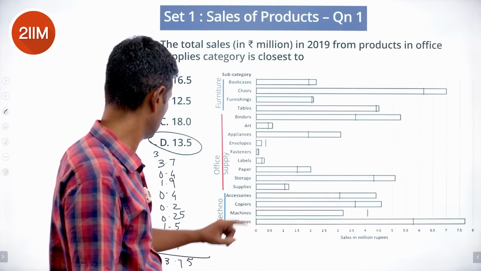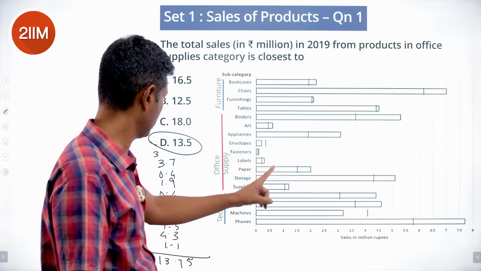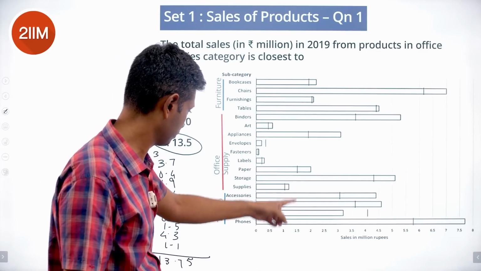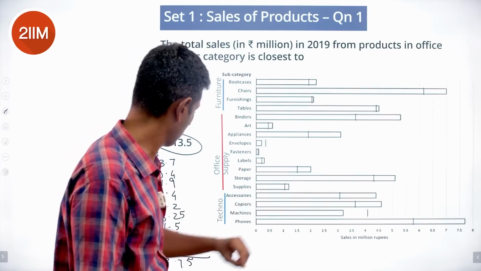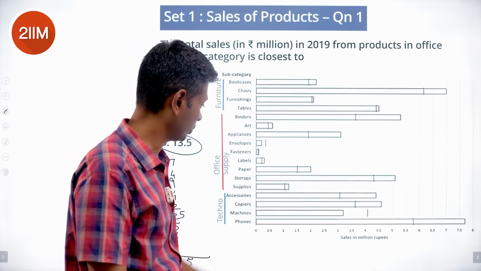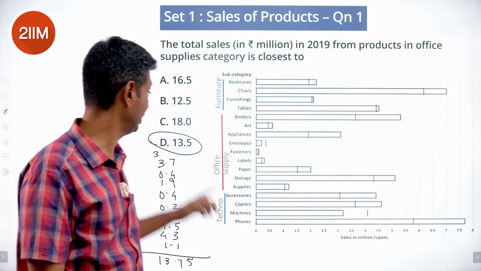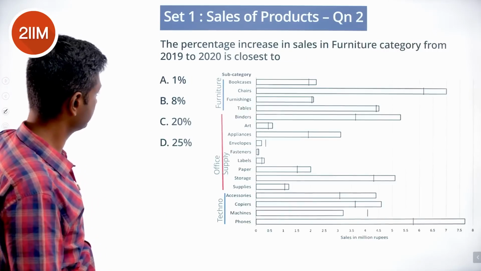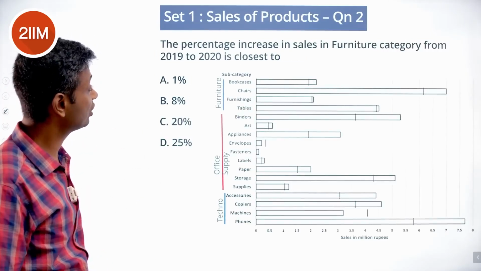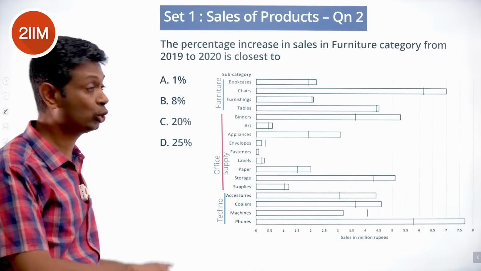0.4, 0.2, 0.25, 1.5. 4.3, 1.1. Yeah, the addition I'm more confident. Just writing down the numbers would have been a pain. 13.5 works fine. The percentage increase in sales in furniture category from 2019 to 20.